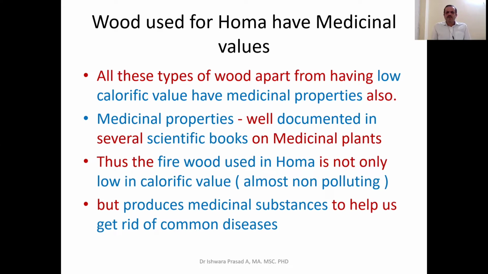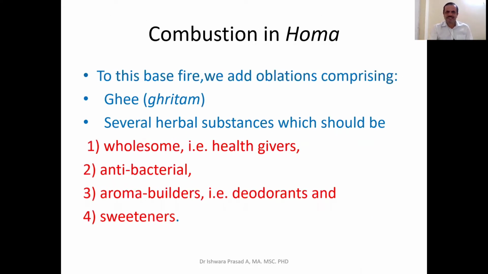Medicinal properties are well documented in several scientific books on medicinal plants. Thus, the firewood used in Homa is not only low in calorific value and almost non-polluting, but produces medicinal substances to help us get rid of common diseases. So these plants being used in Homa are said to produce medicinal substances which help us get rid of the common diseases. So they are more relevant and important.